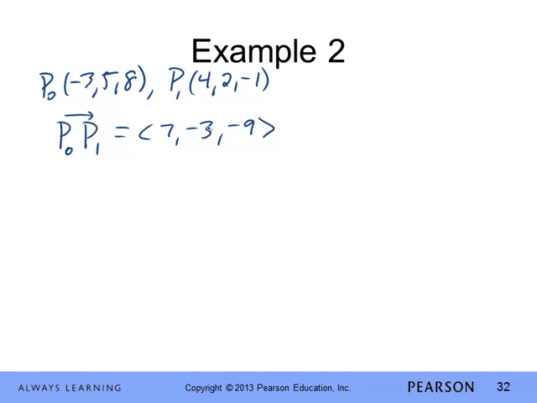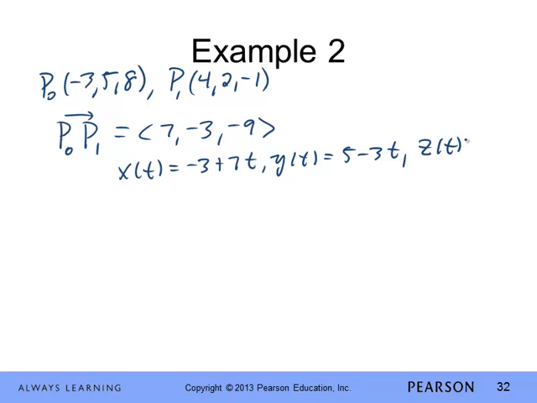Alright, so there's a direction vector, and you could choose either one of those points. As long as you let t go from negative to positive infinity, you'll still have your line. So if you use the first point, P sub 0, then your x of t is going to be the -3 plus 7t. Your y of t is equal to 5 minus 3t, and your z of t is equal to 8 minus 9t.